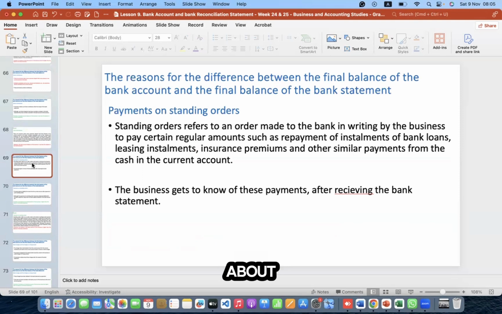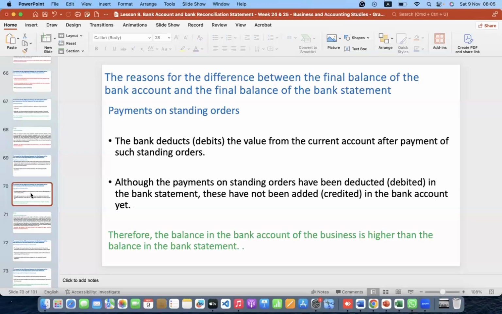Okay, now we studied three reasons why the bank balance and the bank statement balance differ. Now we are turning to the fourth reason, that is payment on standing orders. Standing orders refers to an order made to the bank in writing by the business to pay a certain regular amount, such as repayment of installments of bank loans, leasing installments, insurance premiums, and other similar payments from the cash in the current account. The business gets to know of these payments after receiving the bank statement. The bank deducts these values from the current account after payment of such standing orders.